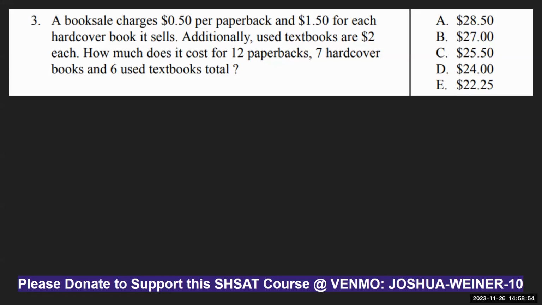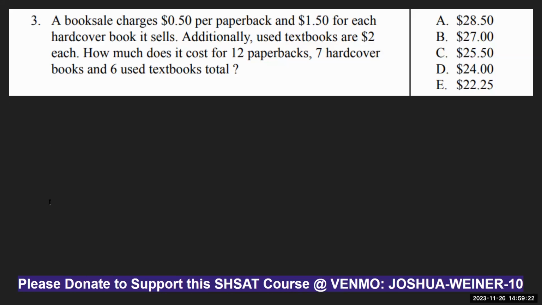Let's work. A book sale charges 50 cents per paperback and $1.50 for each hardcover book it sells. Additionally, used textbooks are $2 each. How much more does it cost for 12 paperbacks, 6 hardcover books, and 6 used textbooks total? A bit of a wordy problem. Maybe it should be mid-level, but just keep it organized. If you've gone shopping with mom and dad, shouldn't be a problem at all. No problem. All right, here we go.